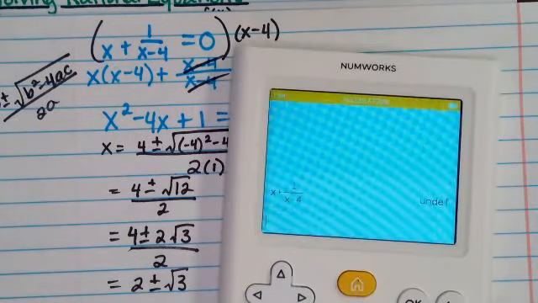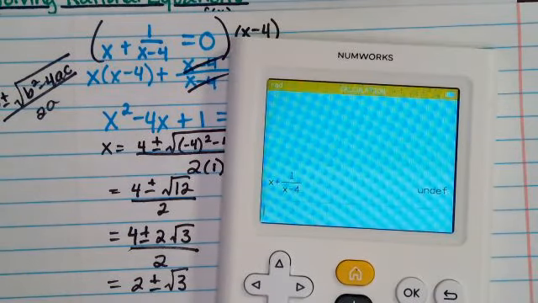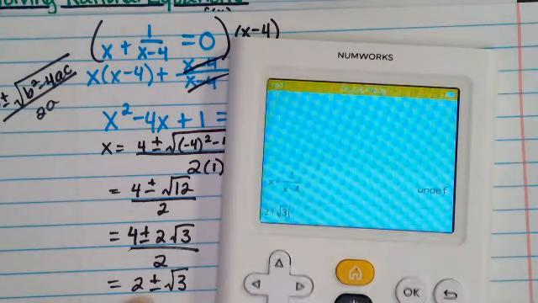I knew it could do it, but I couldn't find the button. Okay, so what we're going to do is type in 2 plus the square root of 3. So 2 plus square root of 3. Then move out of the square root. And then there's this value.